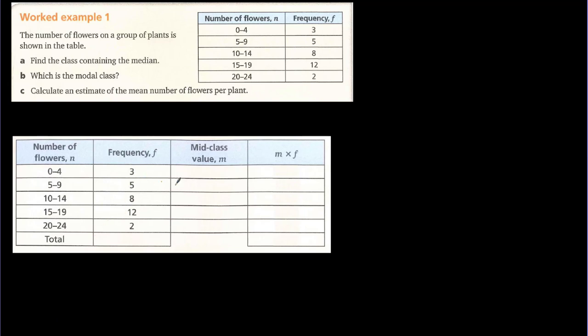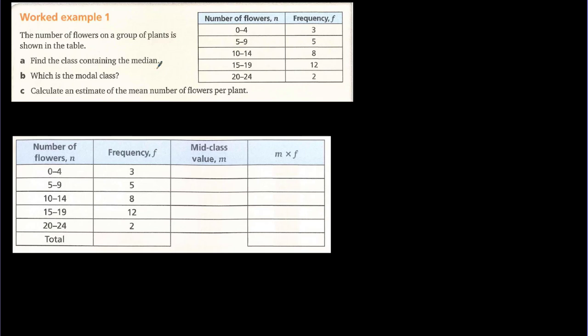Let's try to understand. These are groups of plants, and we are going with the number of flowers. It says that with 0 to 4 flowers there are 3 plants. With 5 to 9 flowers there are 5 plants. So how many flowers exactly do we have here? We don't know. It can be 5, it can be 6, it can be 7. All these are in this group. But how many plants do we have? 5 plants in this group.